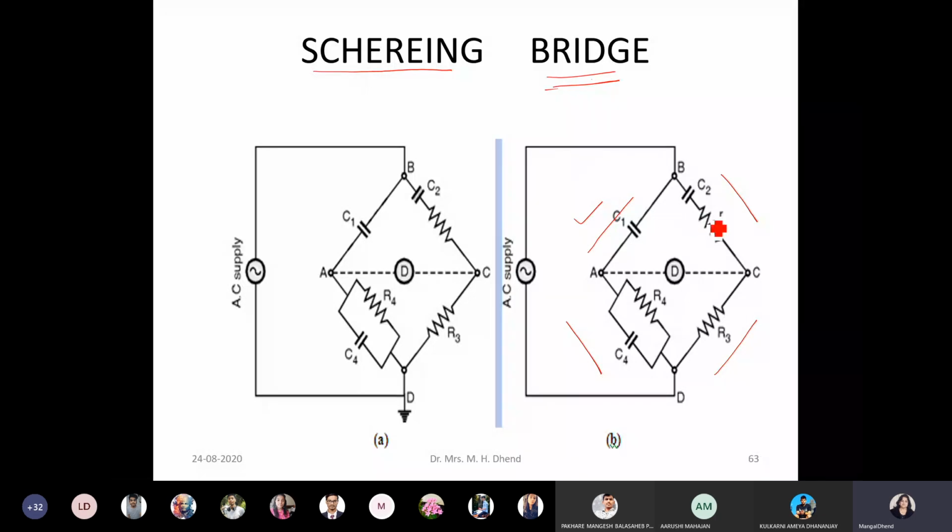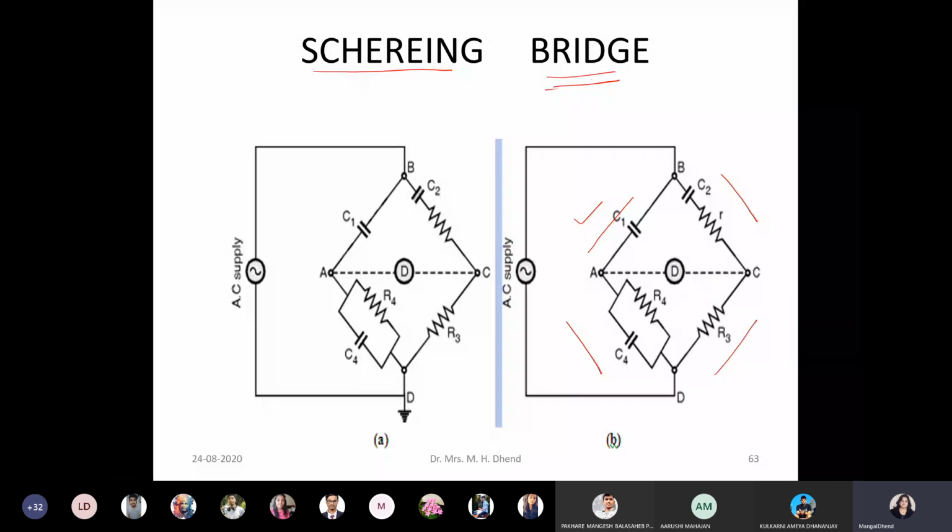A bridge will have 4 arms, and a detector is used in the central arm. You can see here, this is the central arm. So this is first, second, third, and the detector is used, and this detector will give you the indication that the bridge is balanced. A number of detectors are used: telephone, headphone, and sometimes a galvanometer. So by the detector indication, you can find out the bridge is balanced.